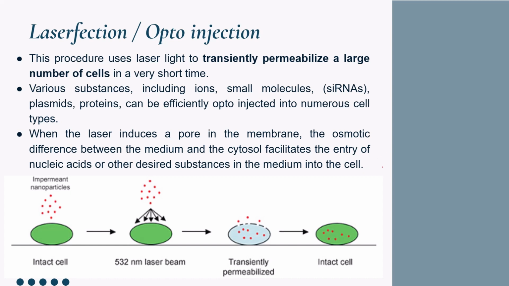Now we move on to laserfection or opto-injection. Here the procedure uses laser light to transiently permeabilize a large number of cells. The major advantage of this method is that we can use a very high number of cells at a time, and various substances including ions, small molecules, RNA, protein, etc. can be opto-injected into the cells.